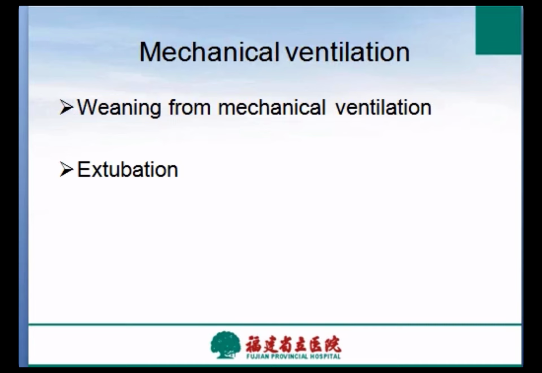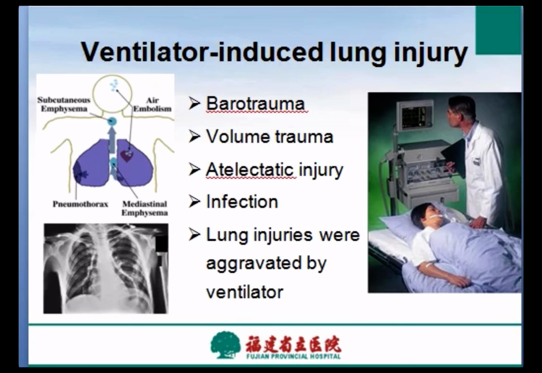And for patients in the severe stage, when mechanical ventilation was performed for these patients, after the disease gets better, the ventilator needs to be gradually taken off and eventually extubated, and the endotracheal tube is removed. And during this process, we need to monitor relative indicators and change the parameters of the mechanical ventilator according to the change of the disease. And during ventilator use, we also need to monitor the ventilator-related complications. The adverse events include barotrauma, volume trauma, anaphylactic injury, infection, and lung injuries aggravated by the ventilator.